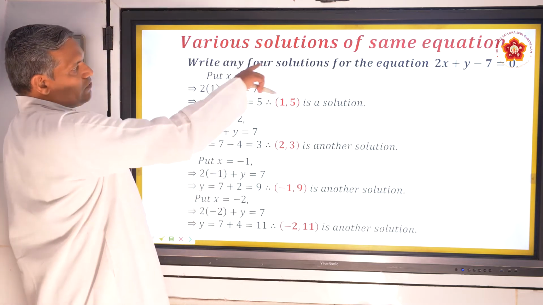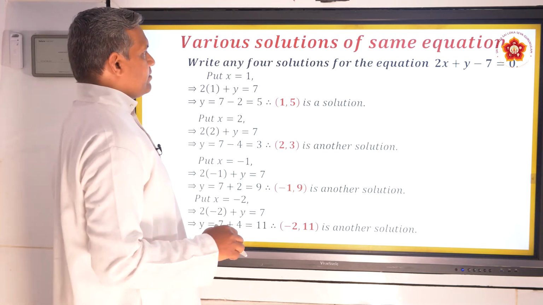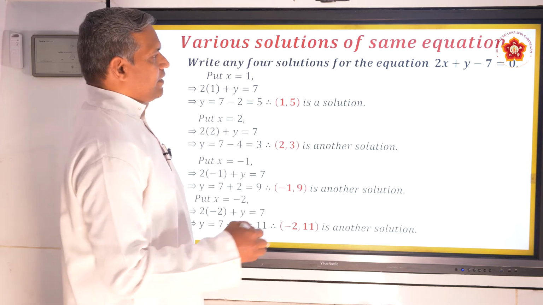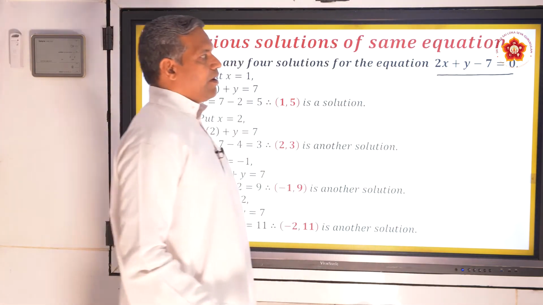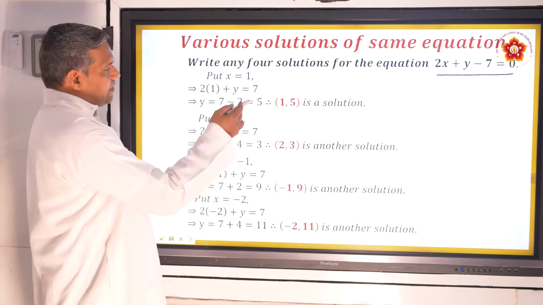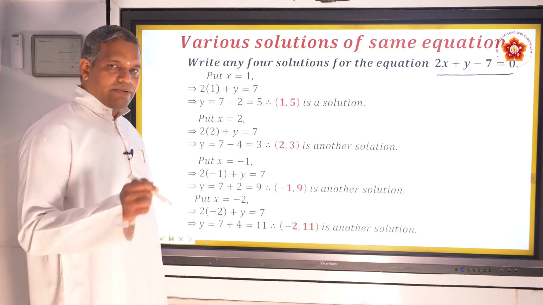Here are various solutions of the same equation. I've taken one equation: 2x + y - 7 = 0. So how many solutions are possible? I've listed at least 4 solutions here for the same equation.